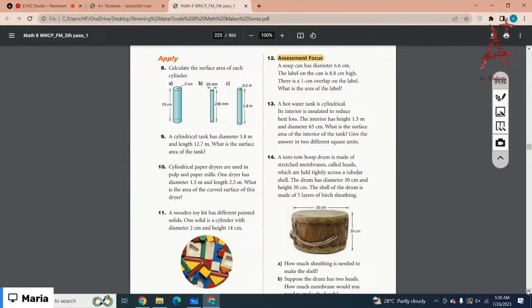A cylindrical tank has diameter 3.8 meter and the length 12.7 meter. What is the surface area of the tank? Okay, the diameter is 3.8. First, we have to calculate the radius.